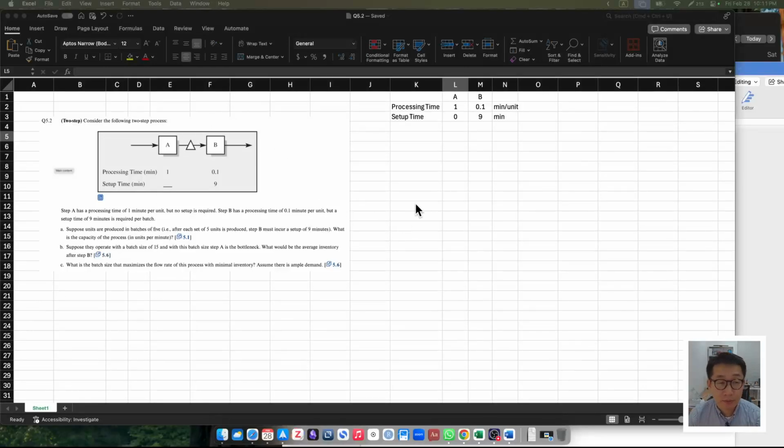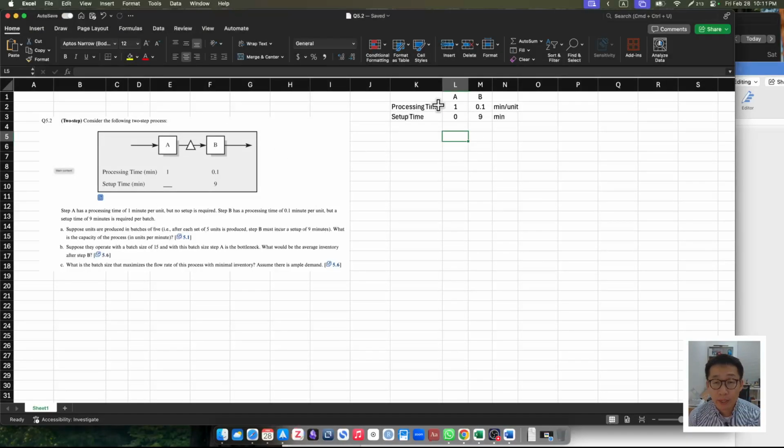Okay, let's take a look at this problem together. This is an A-B two-step process with processing time and setup time indicated here. A is 1 minute per unit, B is 0.1 minute per unit, and setup time is 0 for A and 9 minutes for B.